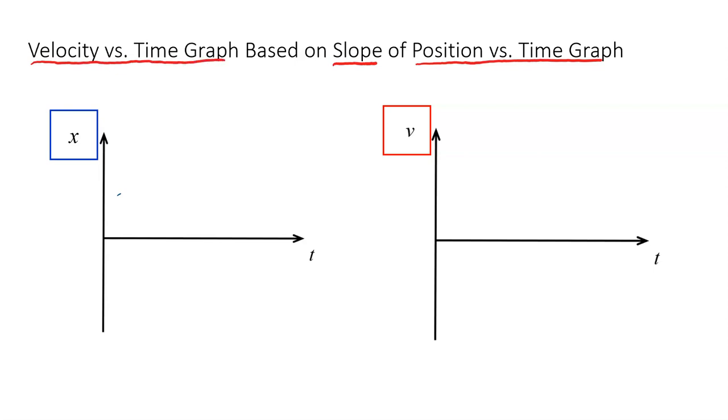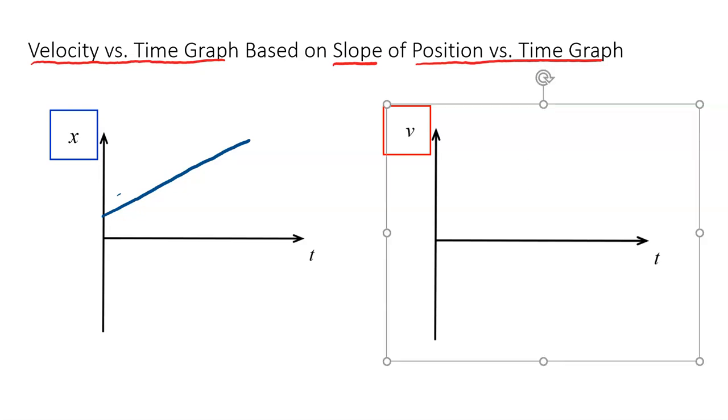And so let's take a look. Let's just do a couple of examples. Suppose that I have this kind of motion on a position versus time graph. That should be kind of comfortable motion for you. Well, what does that become over on the velocity versus time graph? Well, it's all about the slope.